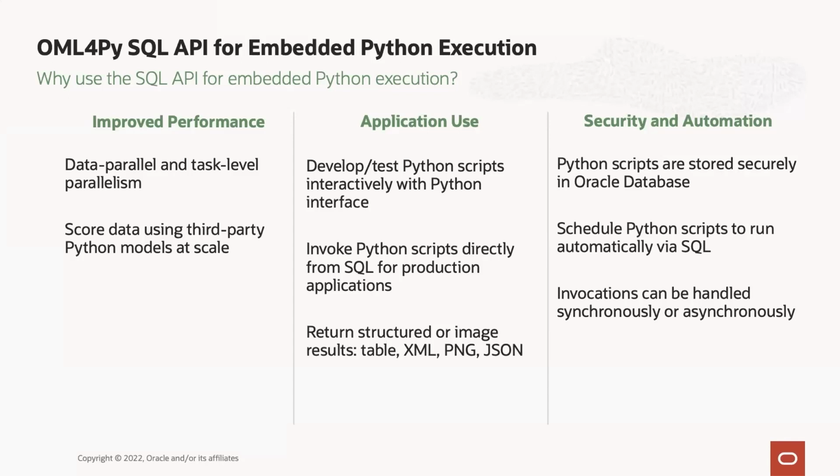The SQL API for Embedded Python Execution supports the development of Python user-defined functions and applications, developing and testing Python scripts interactively with the Python interface, invoking Python user-defined functions from SQL, and returning structured or image results via table, XML, PNG, or JSON formats. Python scripts are then stored securely in the Oracle database, and OML4Py provides interfaces for setting authorization tokens and running Python scripts automatically via SQL, as well as for synchronous and asynchronous running jobs.